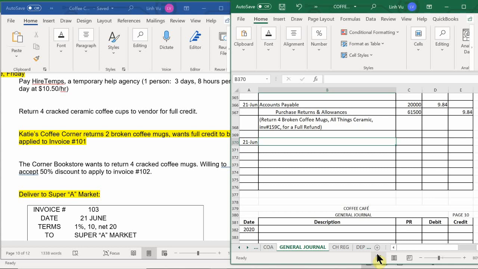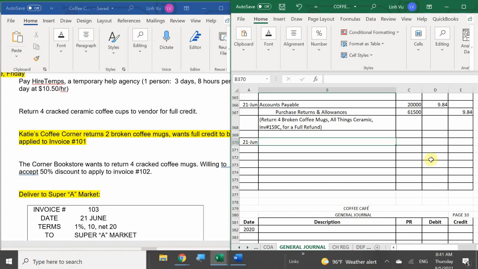And we're going to increase sales returns and allowances and decrease accounts receivable. Good, right? Because in this case, Katie hasn't paid yet, and she wants to have it applied to the invoice anyway. So she doesn't even want her money back. She wants it to be deducted from her invoice. Now, since she still owes us money, we are going to reduce accounts receivable.